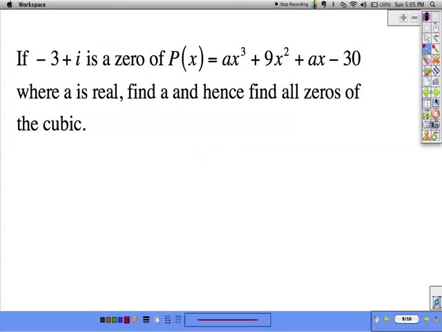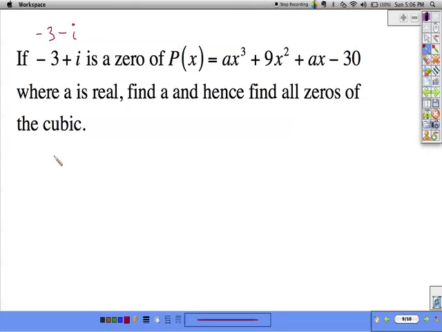The last example, I have a complex 0 of this polynomial. I don't know the coefficient of x cubed or x. I want to know what it is. And I also want to know what the other 2 zeros are. And one of them is pretty easy because we know that complex zeros always have to come in pairs. So I know that a second 0 is negative 3 minus i.